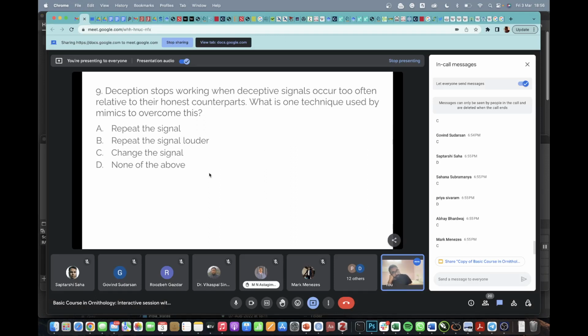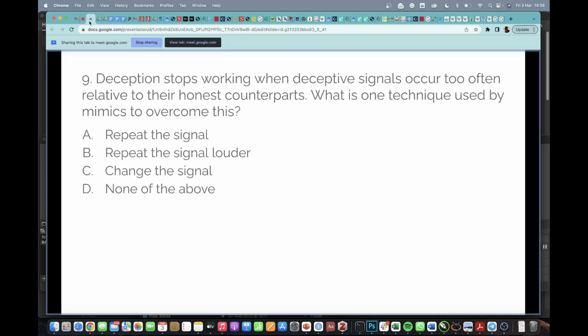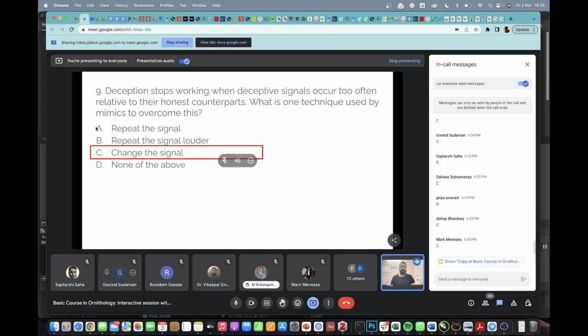So deception stops working when deceptive signals occur too often relative to their honest counterparts. What is one technique used by mimics to overcome this? Most of you said the answer is C, and you got it right. So yes, the mimic cannot cry wolf over and over again, and they'll be called out eventually.